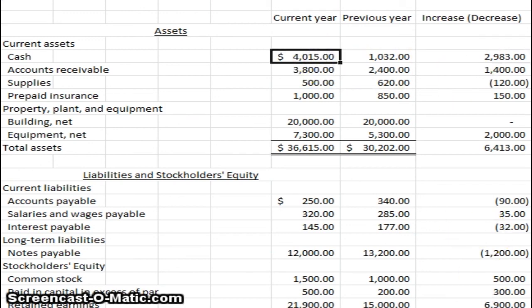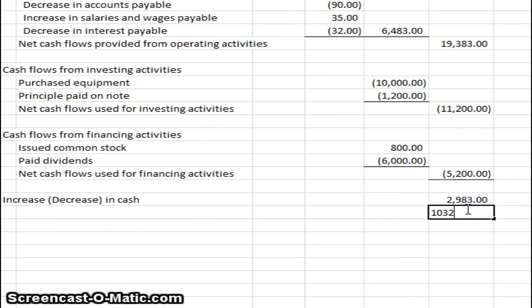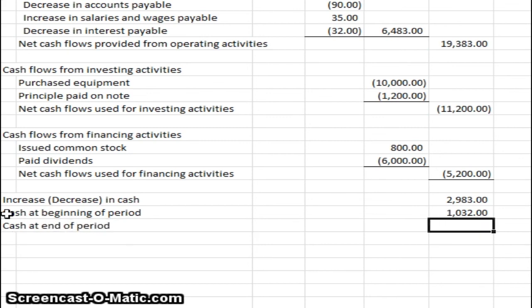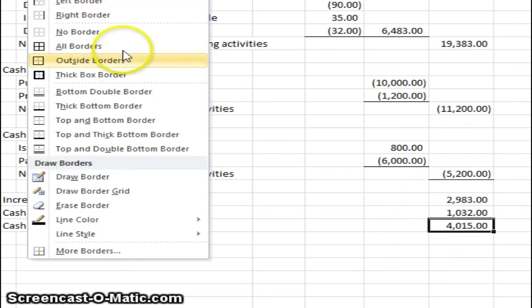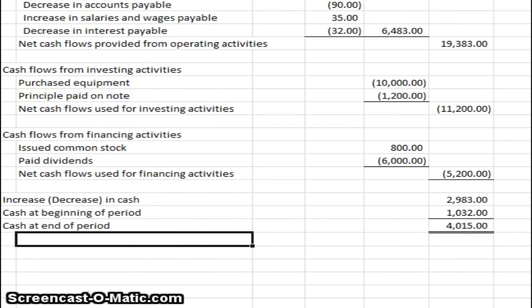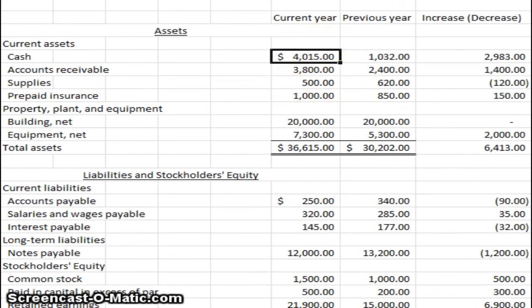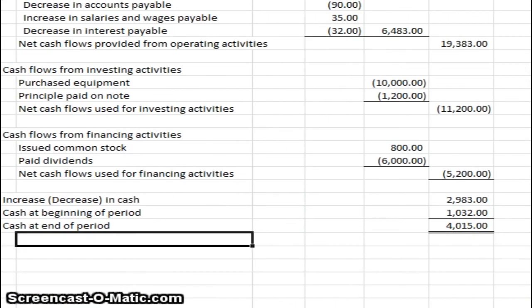We do, but you're not quite done because we really want to actually prove this number. So we want to add just a few other things. We do know that we're right. We have the increase of 2983. So we want to say, okay, what did we start with? We had beginning cash of 1032. And that was cash at beginning of period. So what should be the cash at end of period? Well, we're just going to add these two together. Again, if you had a decrease in cash, obviously you would subtract it from the beginning balance. But that means that we should have ending cash of 4,015. And is that what we're supposed to have? It is. So we have correctly completed a cash flow statement.